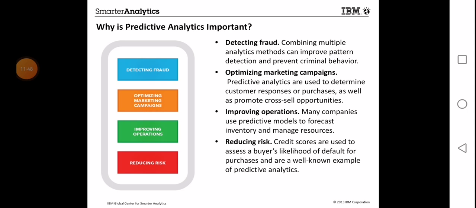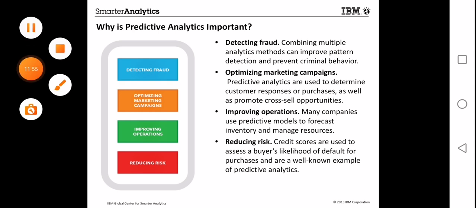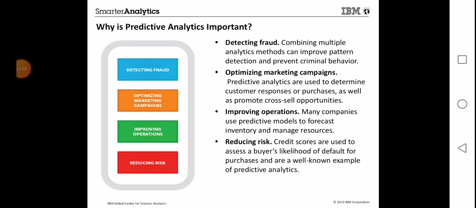Next, improving operations. So many companies use predictive models to forecast inventory and manage resources. So airlines use predictive analytics to set ticket prices. Hotels try to predict the number of guests for any given night to maximize occupancy and increase revenue. So predictive analytics enables organizations to function more efficiently.